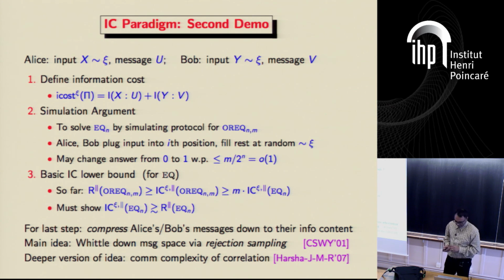I should point out that in subsequent work, a deeper version of this rejection sampling idea was used, and this goes under the name of communication complexity of correlation. I'm putting this out there to just say that if you're interested in knowing how this argument works, rather than read our paper, you should read this paper, which sort of does it in the right way and gives you a book proof.